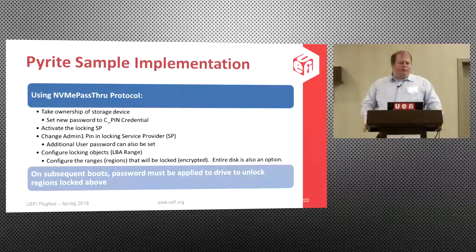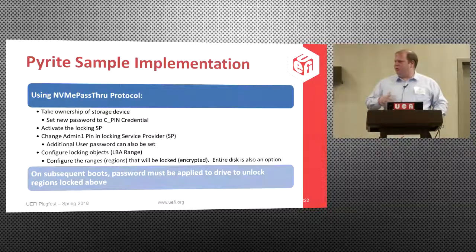So to do this, we're once again going to use the NVMe pass-through protocol. You want to then take ownership of the storage device by setting a new password to the CPIN credential. And this is all coming from that NVMe specification. If you're going to look for additional details, it's there. Then you want to activate the locking service provider, or SP. You then want to change the admin 1 PIN for the locking service provider. And you can also set an additional user password if you want, but you need to at least set the admin password. And then you want to configure the locking objects, or LBA range.